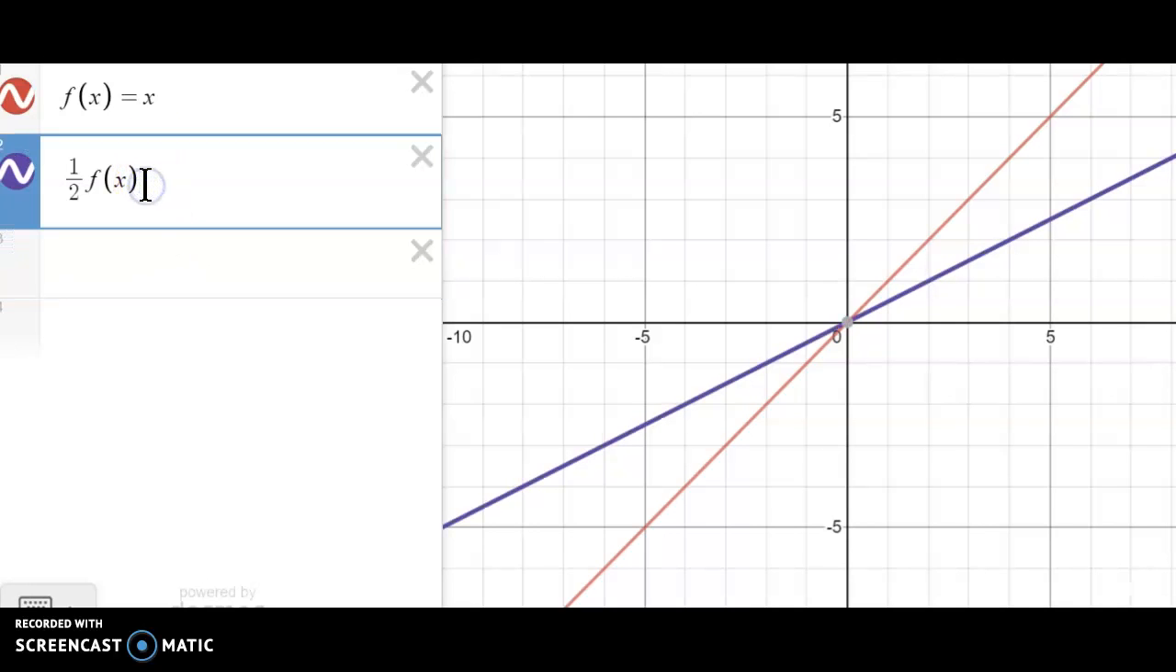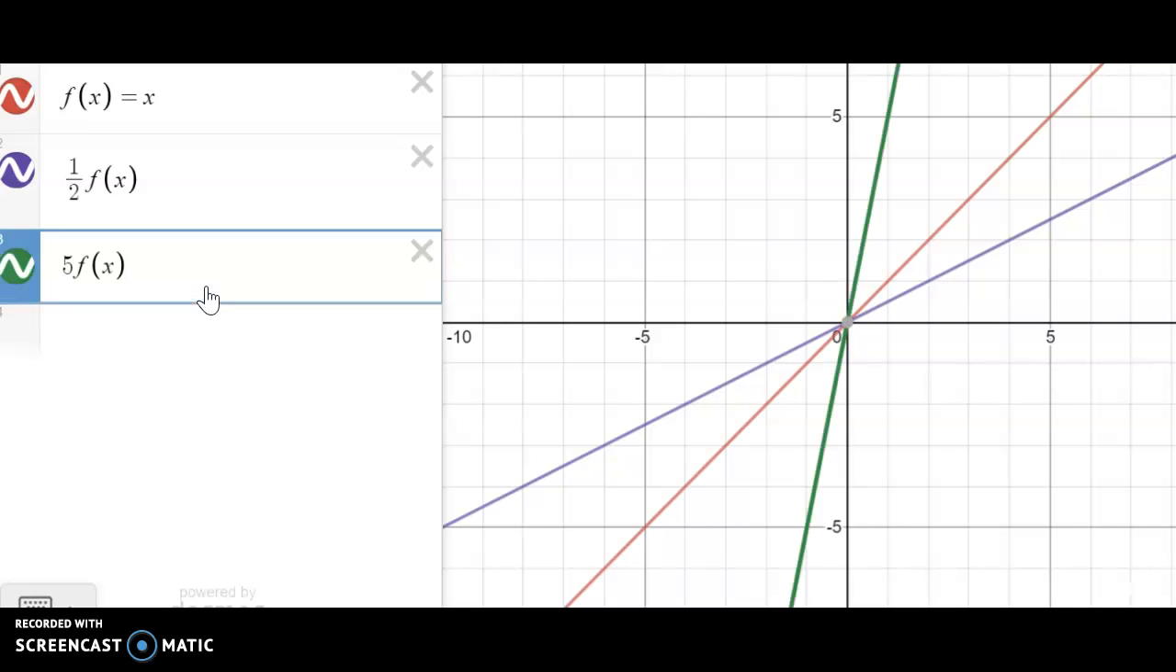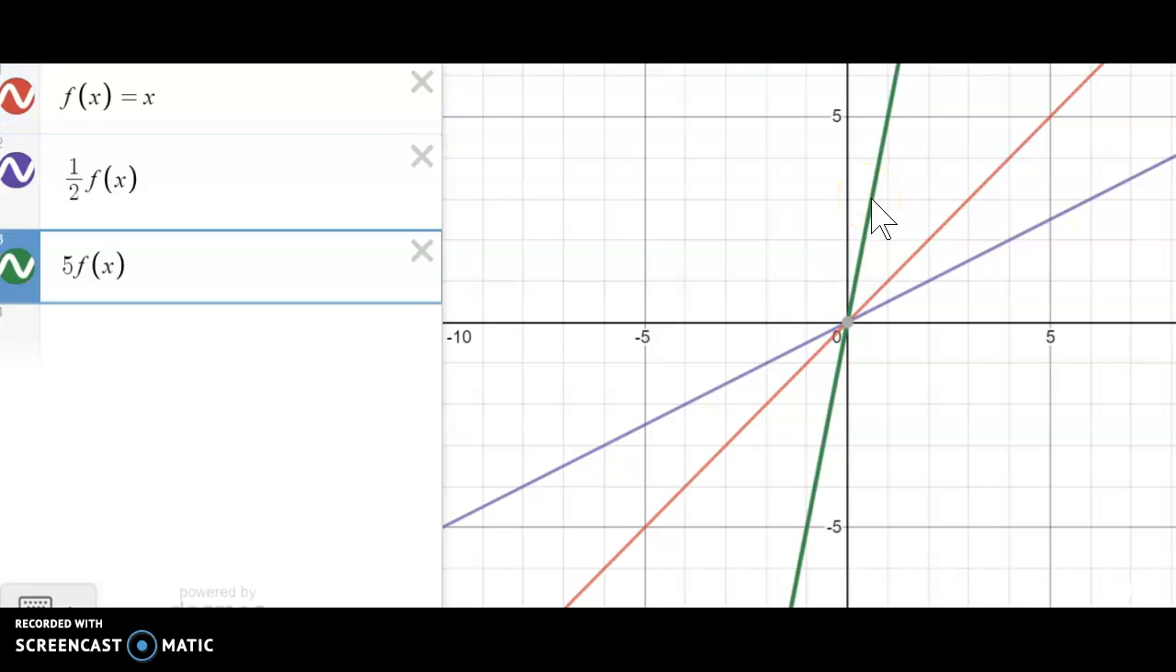So if a half makes it less steep, let's change the steepness. Instead of having a fraction as my slope that is less than 1, what happens if I decide to grab not a fraction, but a whole number that is greater than 1? Let's go with a 5 in front of our slope. Well, right away I notice that the steepness increased compared to my parent function. My parent function is in red, and then my new slope, which is 5, increased in steepness.